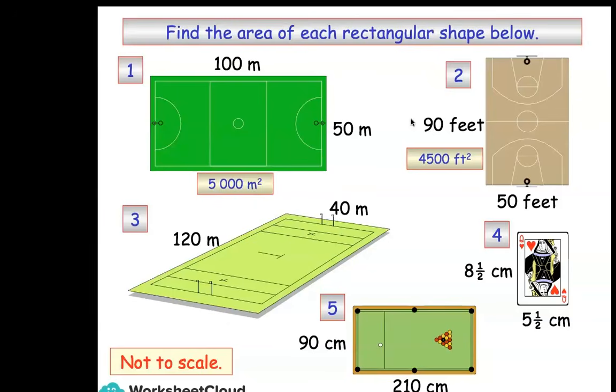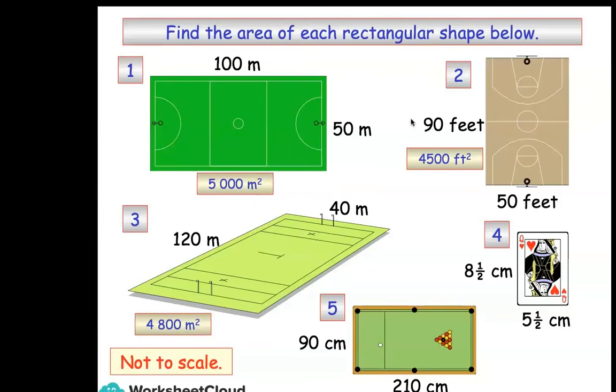Question 3, more of an American football field, I would say, than a rugby field. But again, same things apply. 120 times 40, or 12 times 4 is 48, and then add the 2 zeros, 4,800.